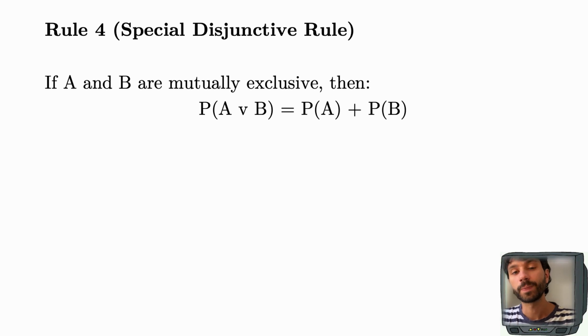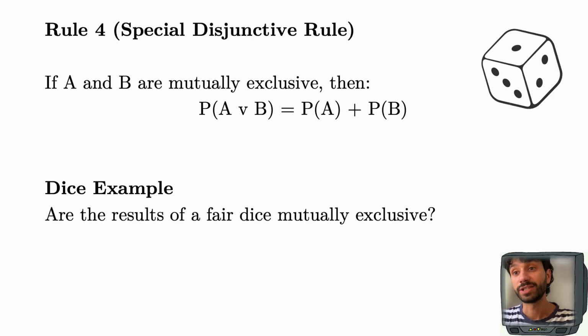So what our rule is going to tell us, it's called the special disjunctive rule. It's going to say this: if A and B are mutually exclusive, right, only in cases where A and B are mutually exclusive, then we have the following rule. The probability of A or B is equal to the probability of A plus the probability of B. This does not hold for cases where A and B are not mutually exclusive. That's really important.